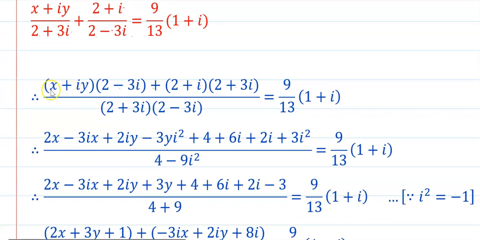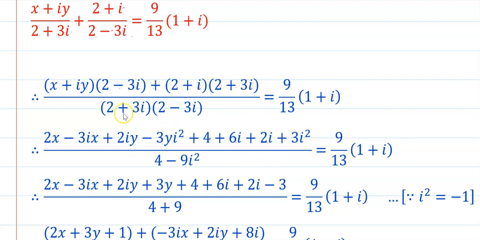Now the multiplication: 2 into x, 2x. x into minus 3i, minus 3ix. iy into 2, 2iy. 2 into 2, you are getting 4. 2 into 3i, you are getting 6i. i into 2, you are getting 2i. i into 3i, you are getting 3i square.